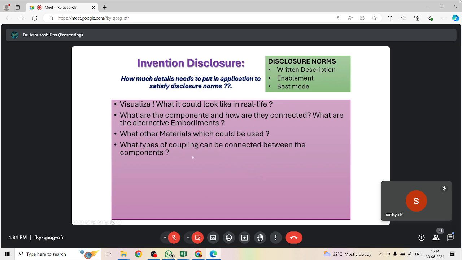What type of coupling can be connected between components? Coupling means how they are joined. How is each component joined to another component, physically or process-wise?